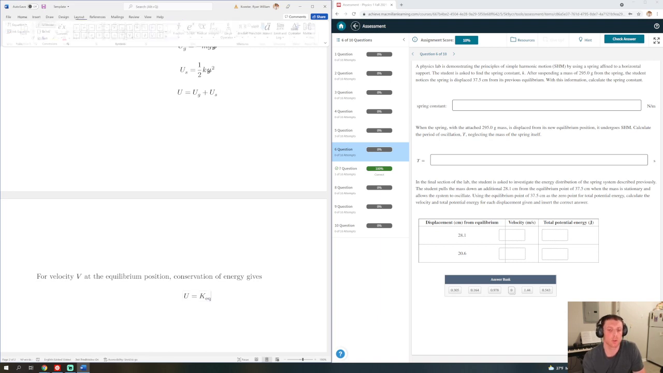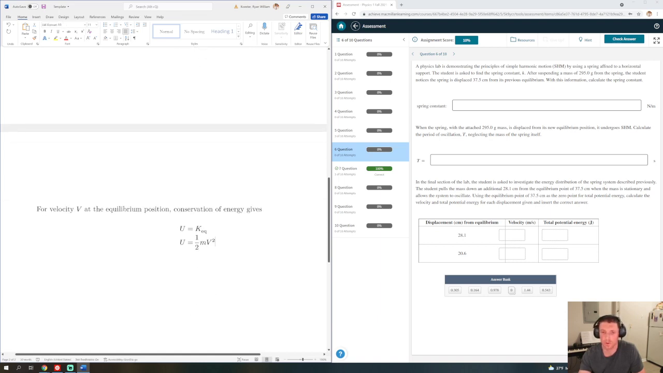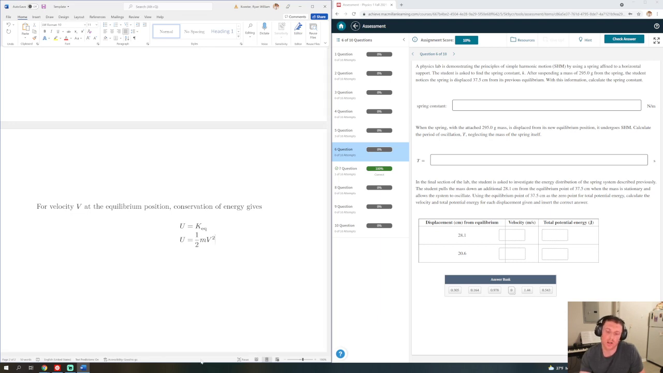Now, remember, at the equilibrium position, by definition, we're saying there is no gravitational potential energy or elastic potential energy, right? So we simply write that U is going to equal 1/2 m big V squared, where, remember, big V is the velocity, or we should say the speed, I guess, at the equilibrium position. Even though we'll want to take the positive value here, and the velocity should be pointing up, so I think it's actually fine to call it a velocity.